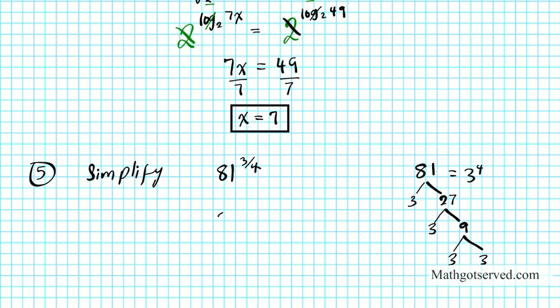So this becomes 3 to the 4th raised to the 3/4. Now we have a power of a power, so we just simply multiply powers. So this becomes 3 to the 12 over 4, which equals 3 to the 3rd power, because 12 over 4 is 3. 3 to the 3rd power is 27, and there goes your final result. Alright, so there you have it.